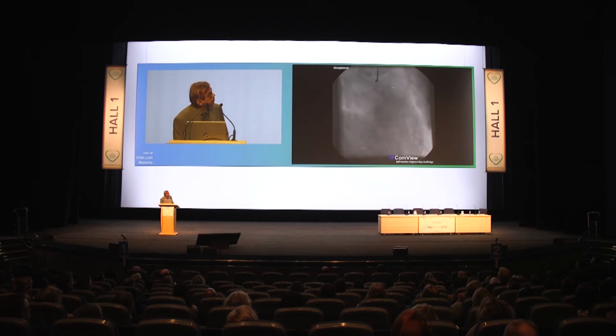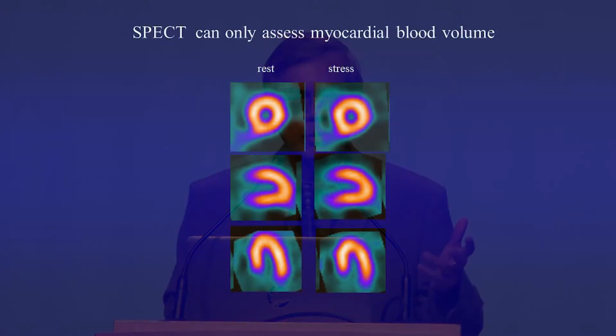You can see there's a 70% stenosis of the LAD and the blocked circumflex, and that's why the lateral wall was so delayed in filling compared to the LAD. Now, how does it differ from perfusion with SPECT?